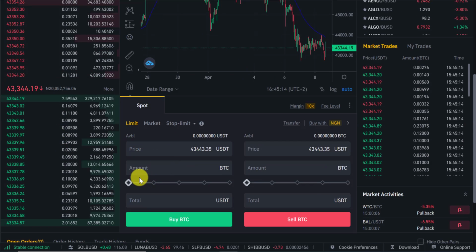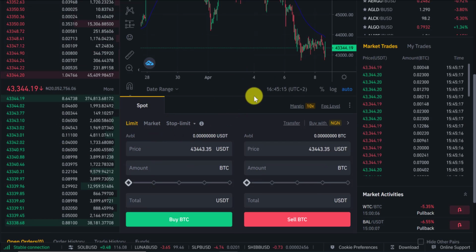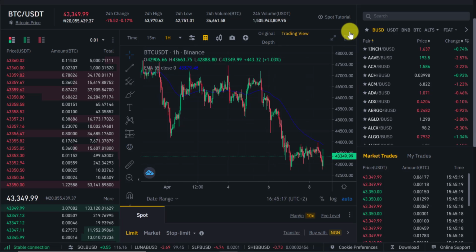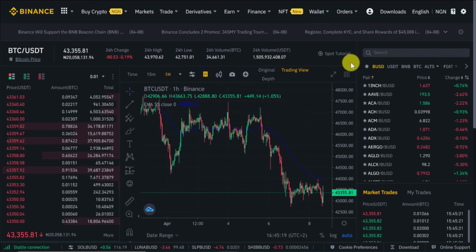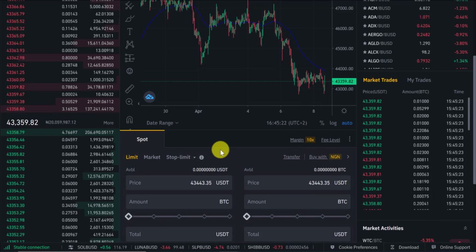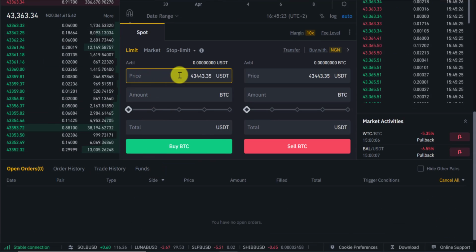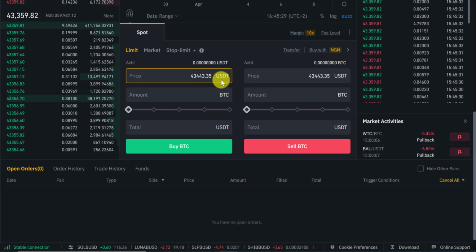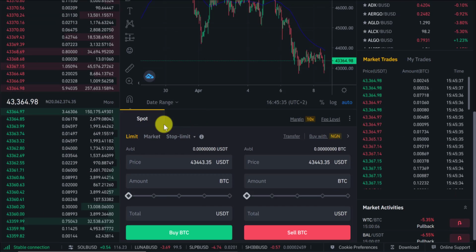So if you come here, as you are trading spot here, you want the market to execute immediately. The price, this is the price of the USDT or thereabouts.